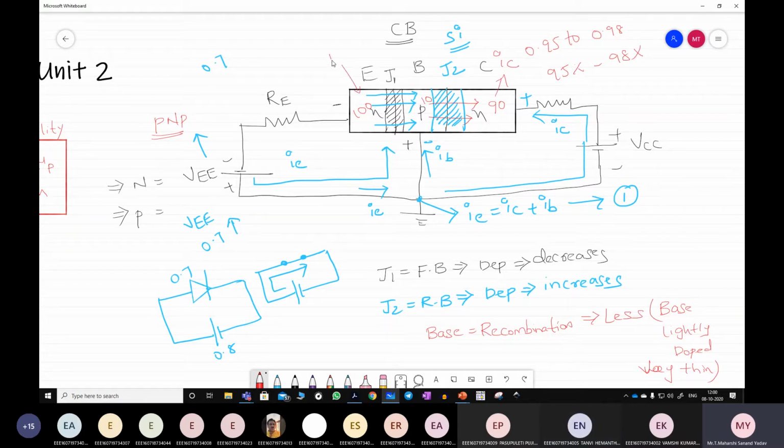As they are emitted from emitter junction, only small recombination is taking place in base. That is only 5% to 2% recombination is taking place within this base, and rest everything is entering into the collector part. So from here we got that rate. Clear how I got this rate?